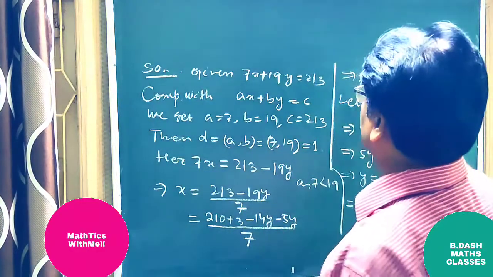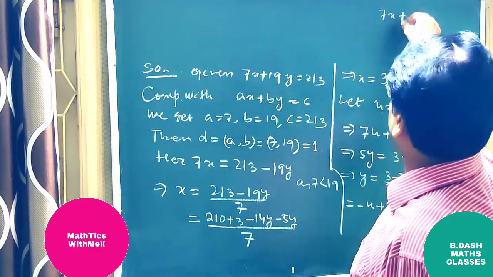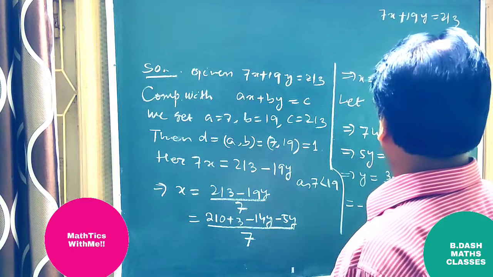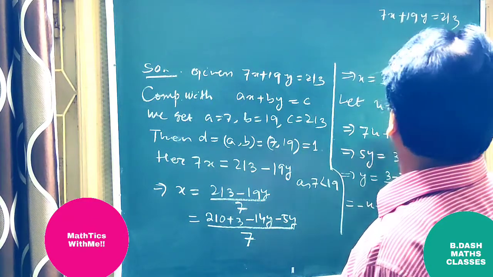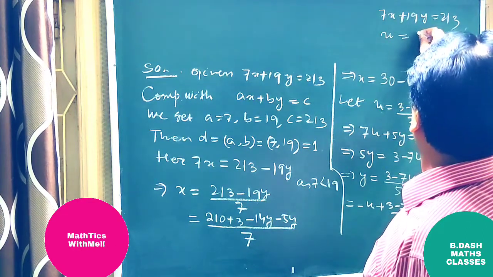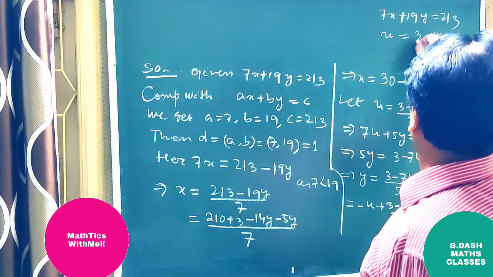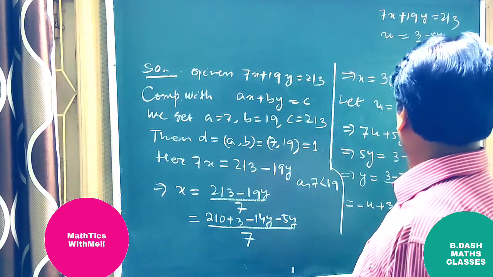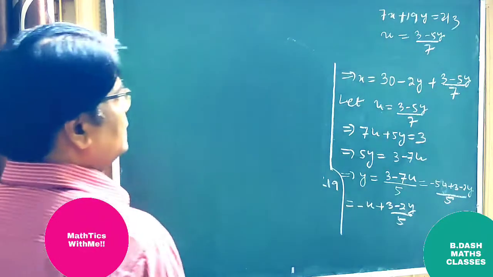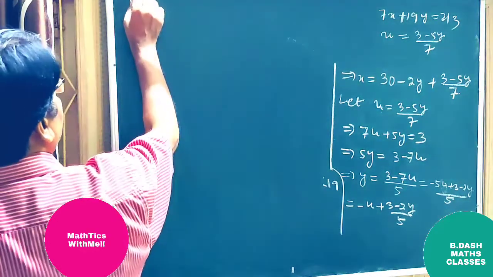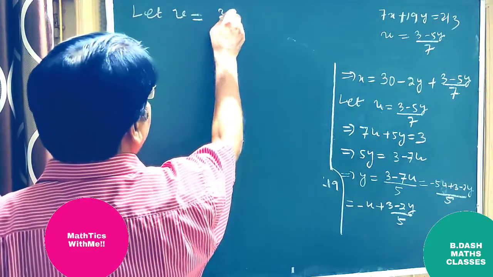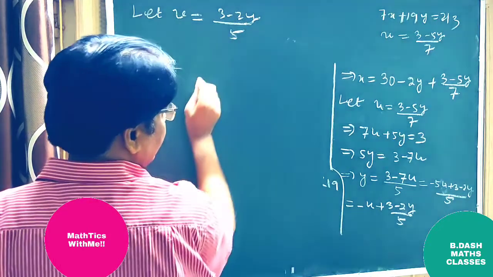So here the question is 7x plus 19y is equal to 230, and we have taken u is equal to (3 minus 5y)/7. Let v is equal to (3 minus 2u)/5.